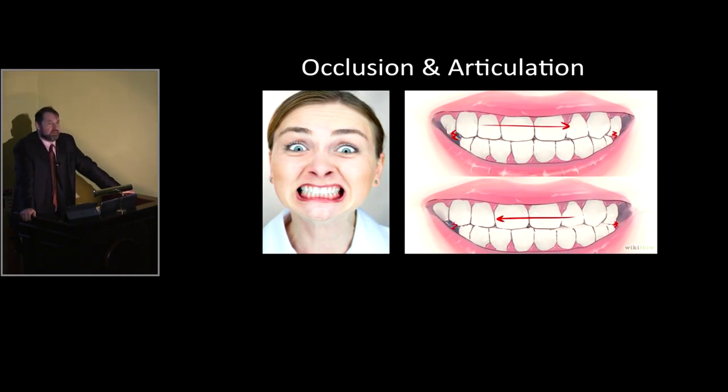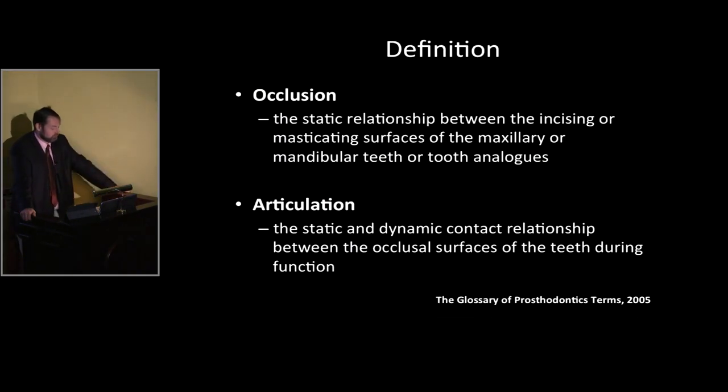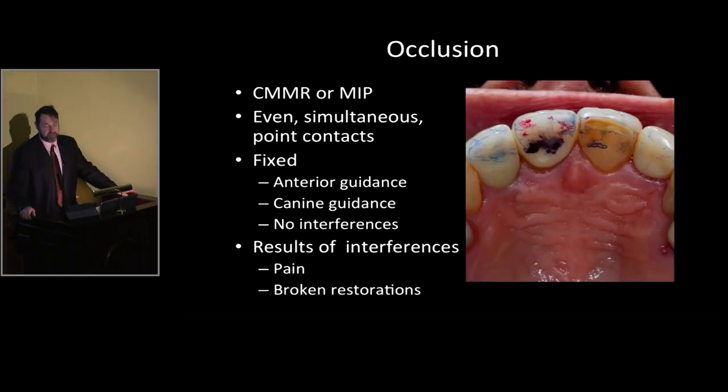You need to be aware that there's a difference between occlusion and articulation. So occlusion is the static interrelationship between the teeth, while articulation is the static and dynamic contact relations between the occlusal surfaces of the teeth during movement and function. There are many different occlusal concepts that have kept many dentists awake at night for long periods of time. However, simple concepts to remember are centric relation versus MIP, maximum intercuspation position. What we want in either of these positions is even simultaneous point contacts.